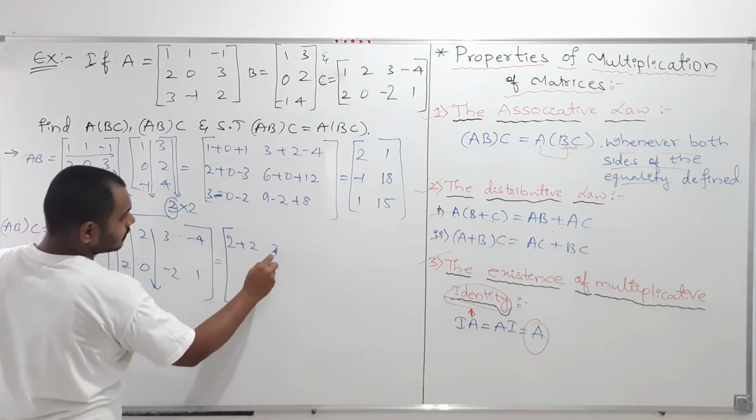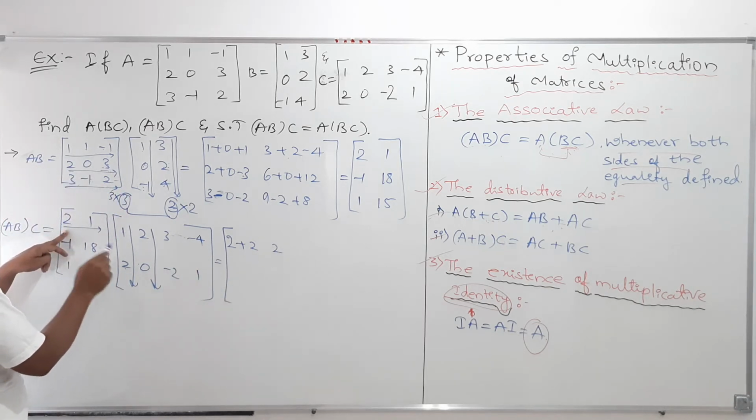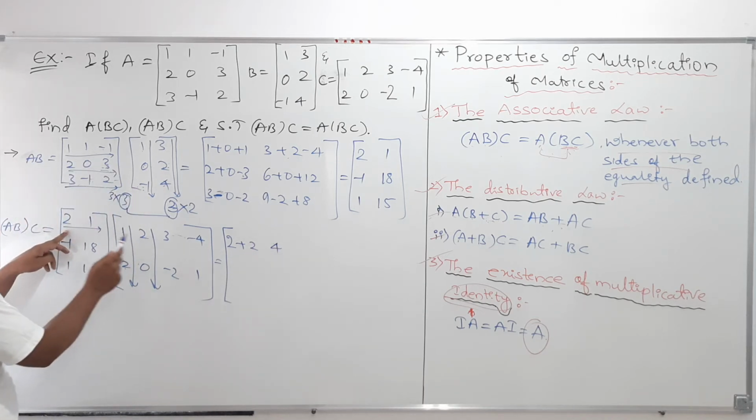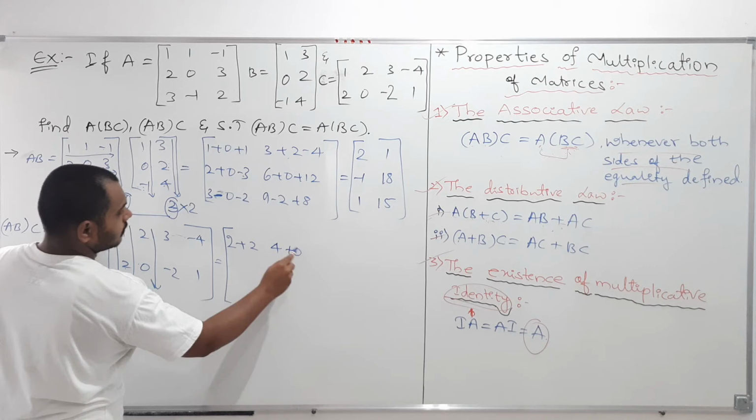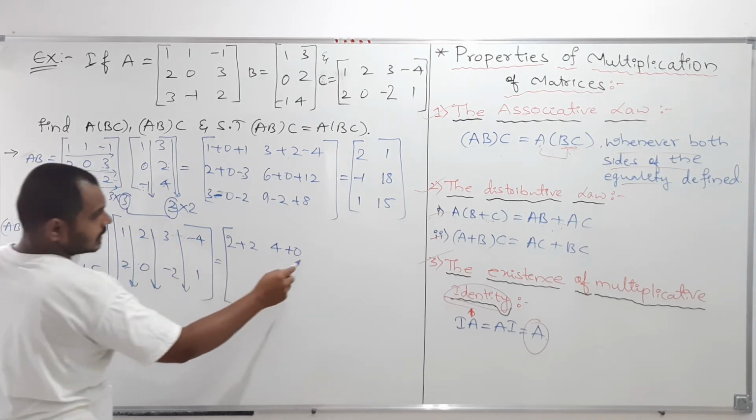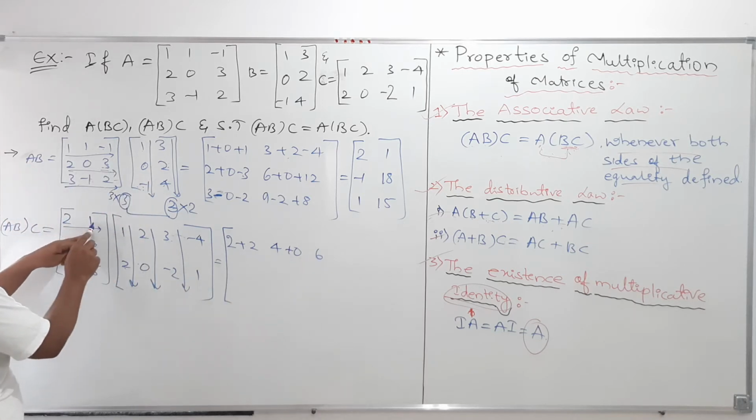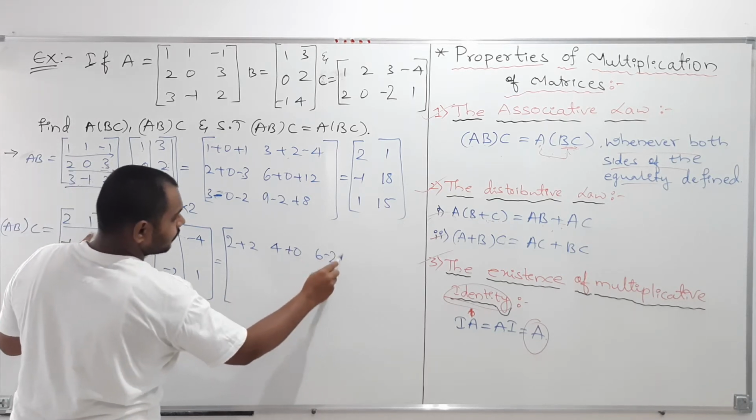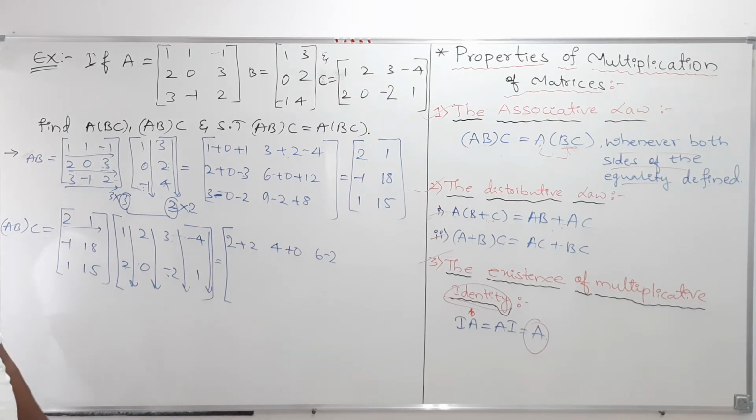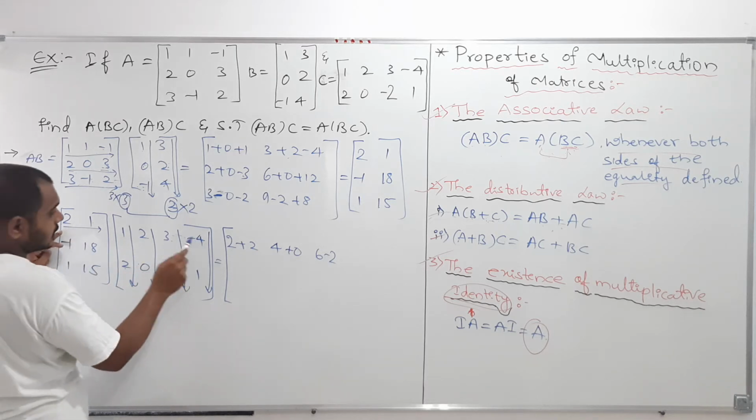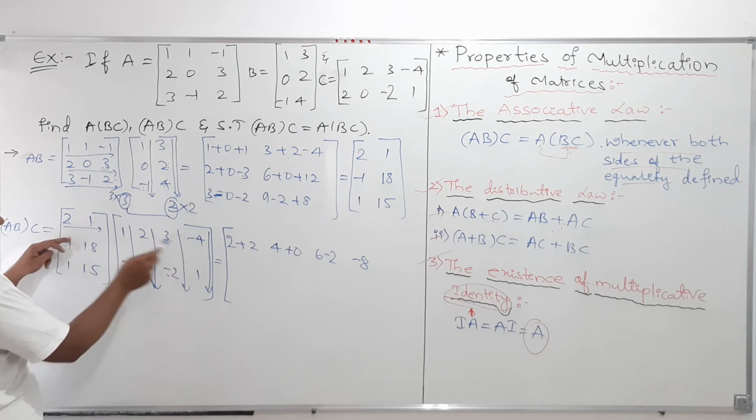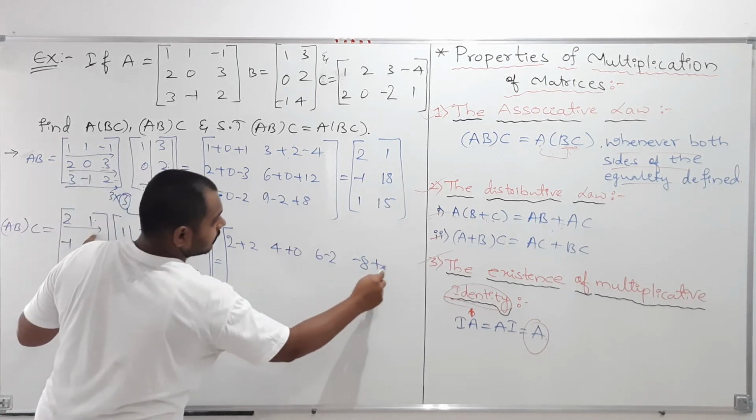First row, second column. 2 2s are 4, plus 1 into 0 is 0. Next, first row, third column. 2 3s are 6, next plus minus 2. And next, my dear friends, first row, fourth column. 2 4s are 8, minus 8, plus 1 1s are 1.